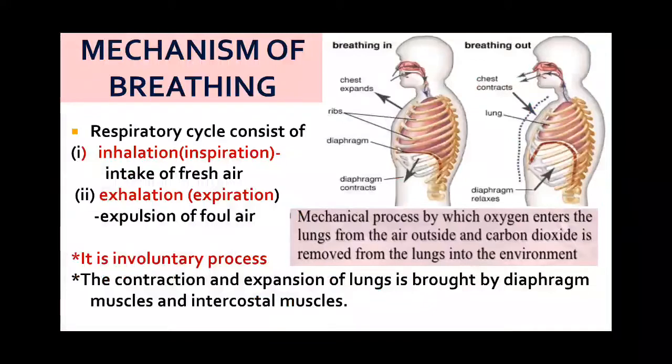Now, the contraction and expansion of the lung is brought about by the diaphragm muscles and intercostal muscles. Okay, so breathing involves the movement of ribs, diaphragm and intercostal muscles. Okay, now the upward movement and the downward movement of the diaphragm decrease and increase the diameter of the chest cavity. Okay, and the elevation and the depression of the ribs lengthen and shorten the thoracic cavity. Okay, now it is an involuntary process, though it can be prevented for a brief period.